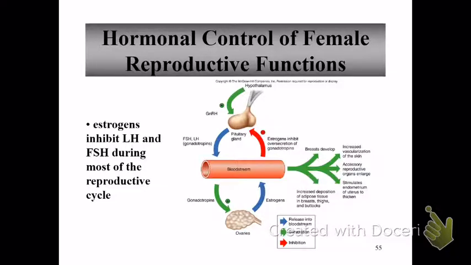But let's review real quick. Follicle stimulating hormone, what does that do? That gets the egg ready to drop, makes the egg mature. LH, luteinizing hormone, what does that do? That makes the egg drop. So that is ovulation. LH makes ovulation happen. FSH makes the egg get ready to ovulate.